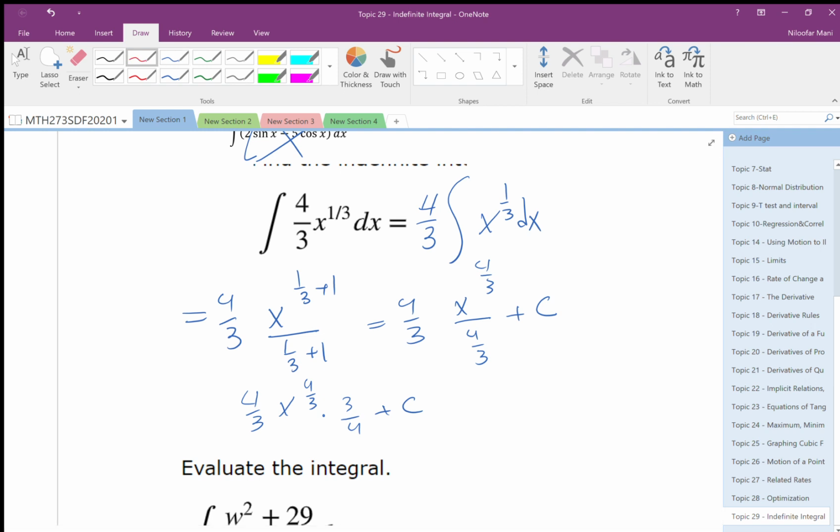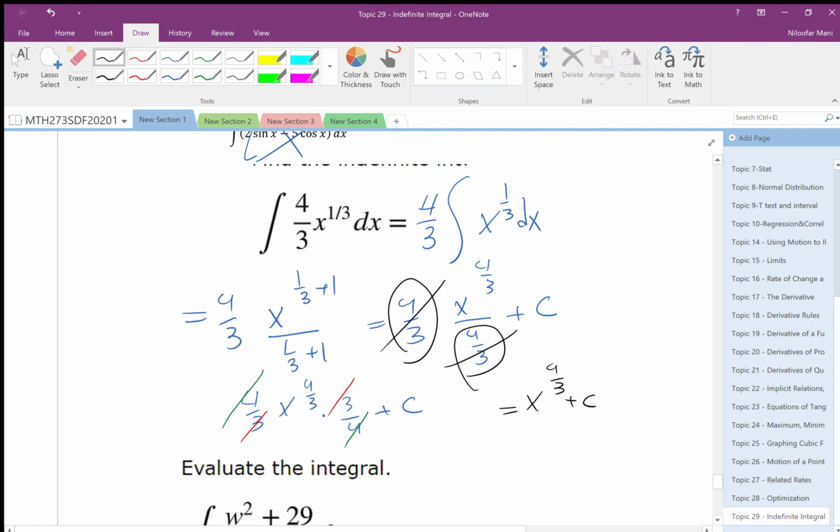I can cancel this and this. I can cancel this and this. Or even from there, I can cancel these two numbers. And the answer is x power this plus c. How do you show it? If I say I don't want to see fractional exponent, you do this.